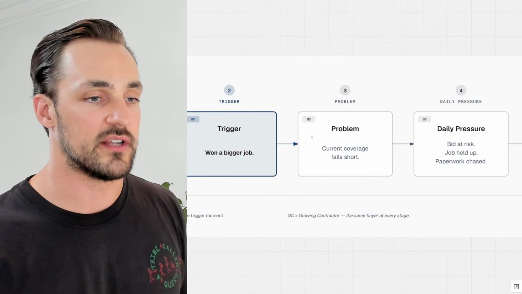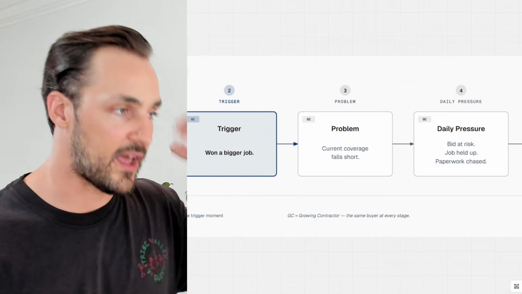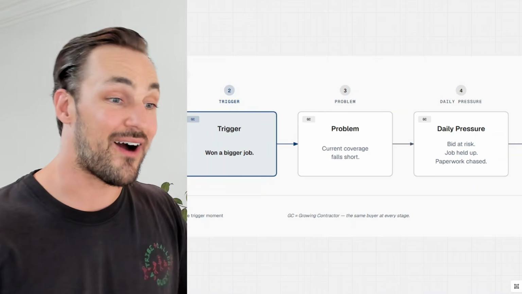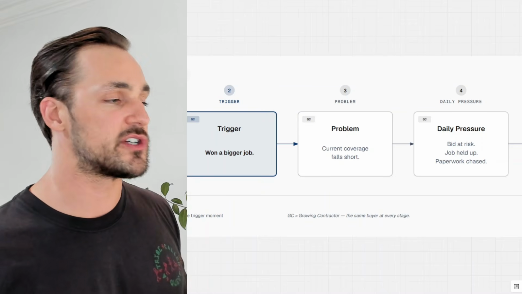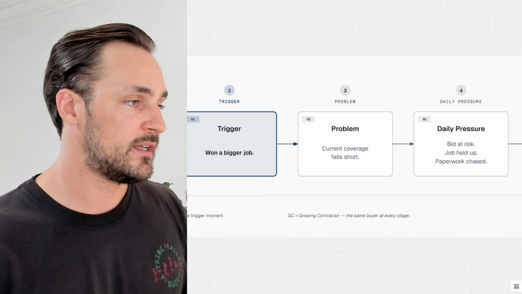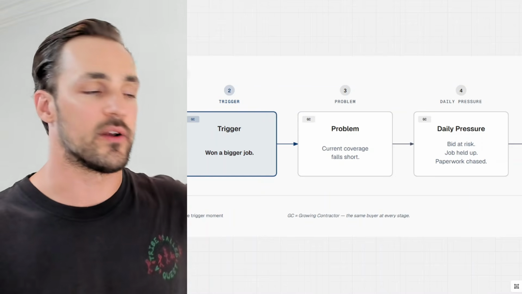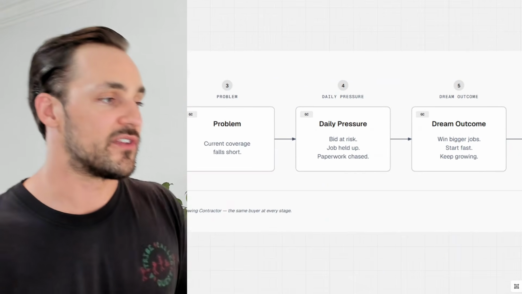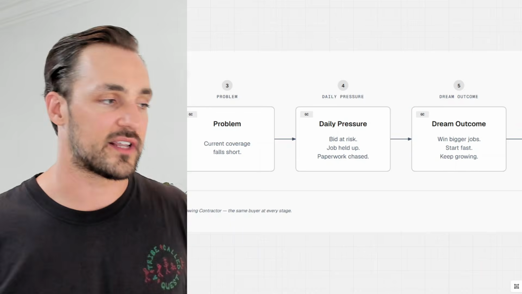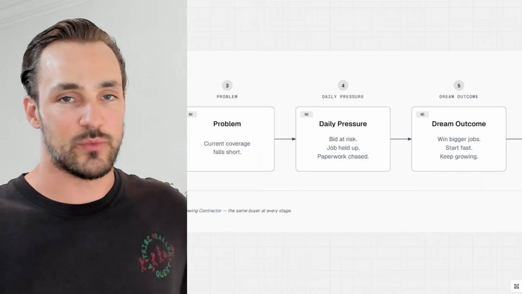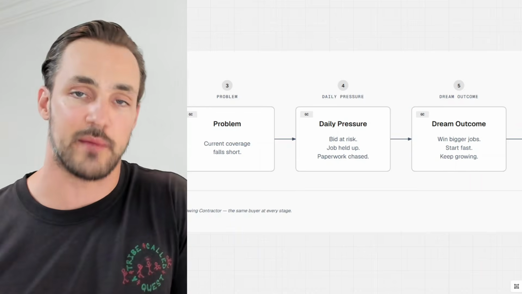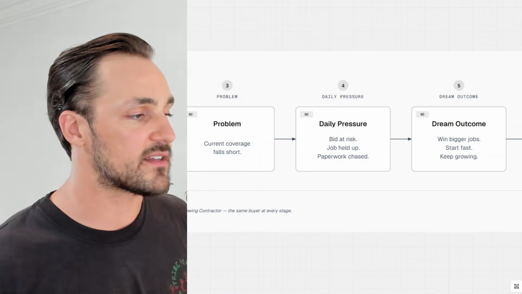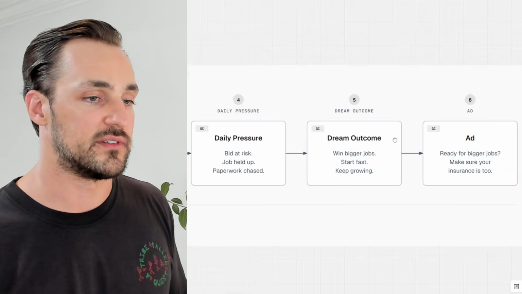The next one here is our problem. They realize, hey, I won this job. This is great. But now I'm realizing my current coverage is falling short. Now the problem starts to create real consequences. As examples, daily pressure, the job could get held up. They could lose the work. They're going after paperwork, which is preventing them from fulfilling their other jobs and continuing to keep the business going, right? They need answers fast, and then ultimately they go a level deeper, right?